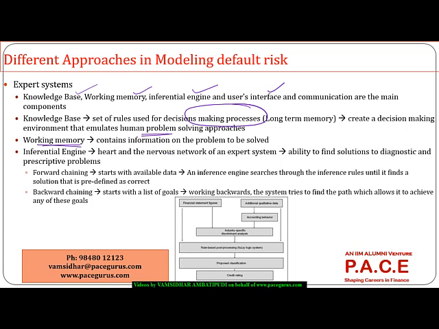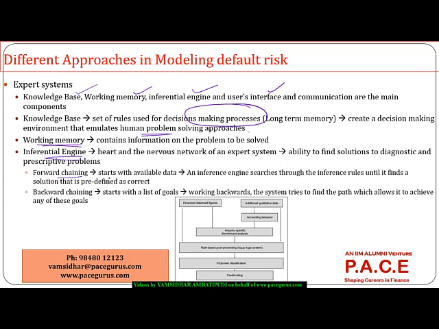There is a working memory, which holds information on what problem needs to be solved, and there is an inferential engine, which is like the heart and the nervous network of an expert system, having the ability to find solutions. So here we have different kinds of procedures in expert systems.